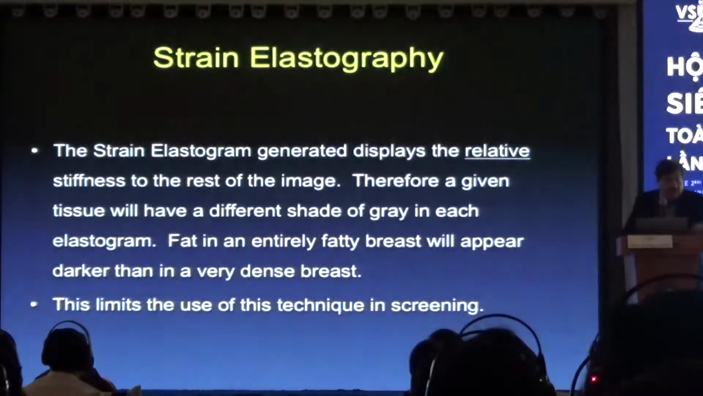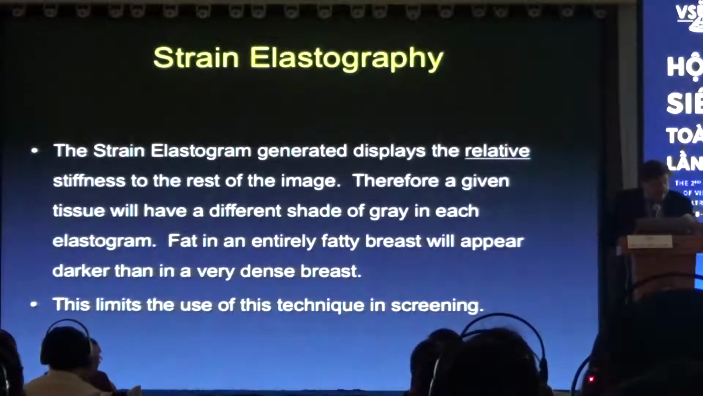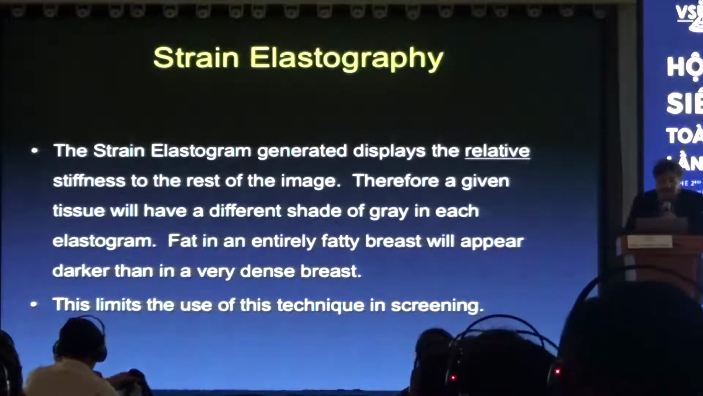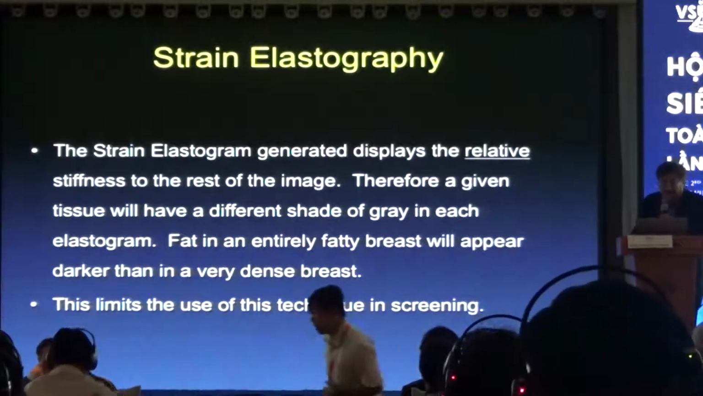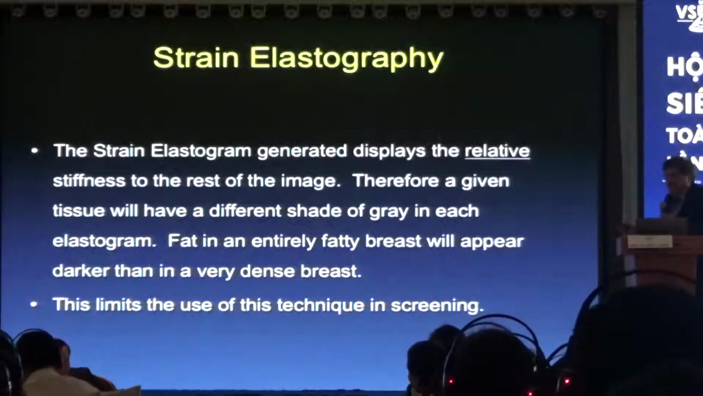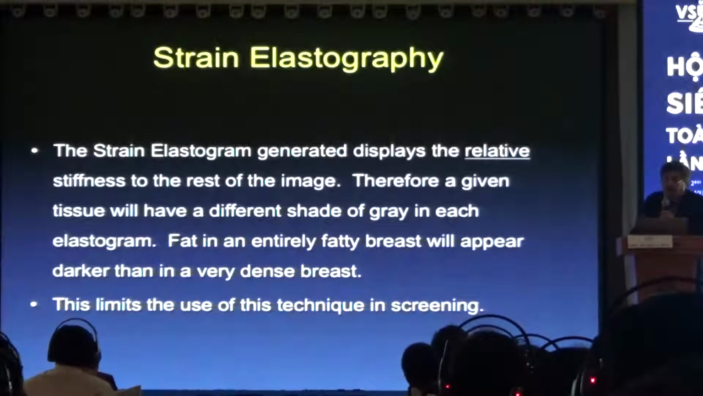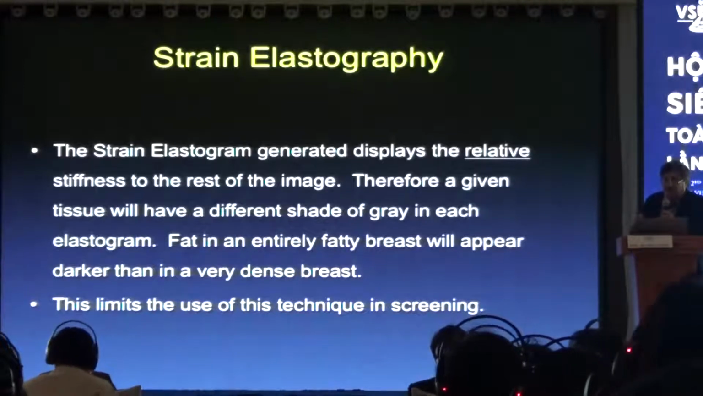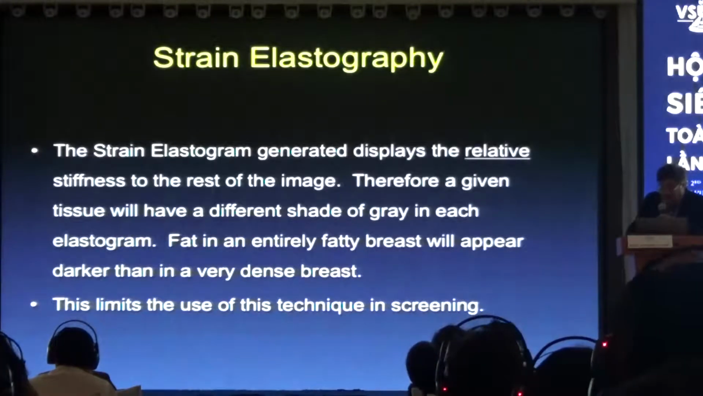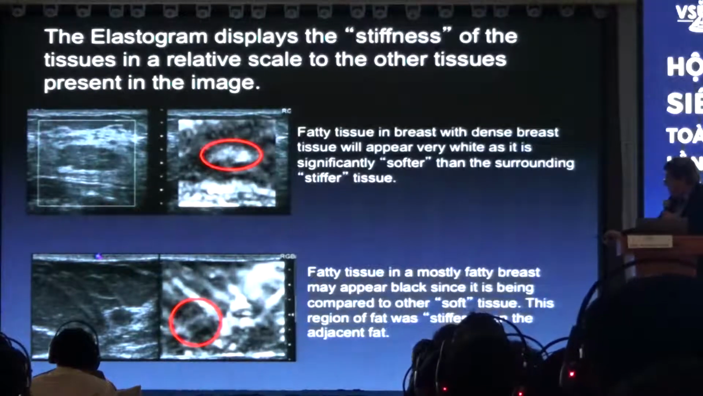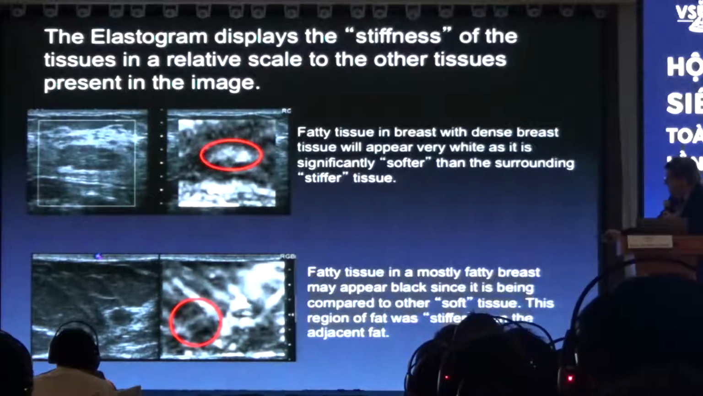And as Dr. Dietrich said, strain elastography is relative, and therefore we don't know how stiff something is. We can only compare it to other things in that image. So for breast imaging, it's very important to have many different tissues, because like in this next slide, where I have a fat lobule surrounded by glandular tissue, things show up nice.